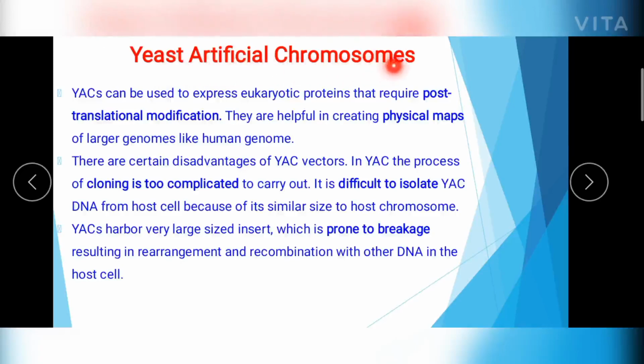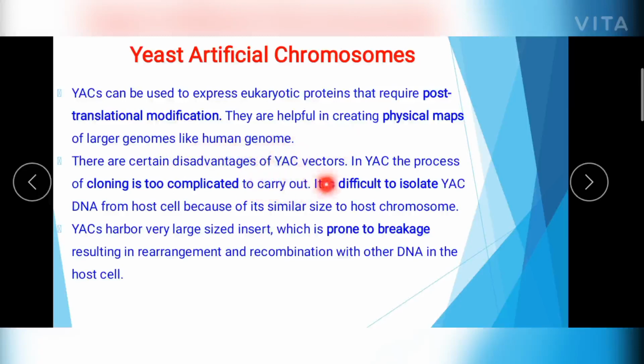So let's see the advantages and limitations of the yeast artificial chromosomes. These artificial chromosomes are used to express eukaryotic proteins in yeast cells, as they require post-translational modification. YACs are also used for creating physical maps of large genomes, like the human genome.